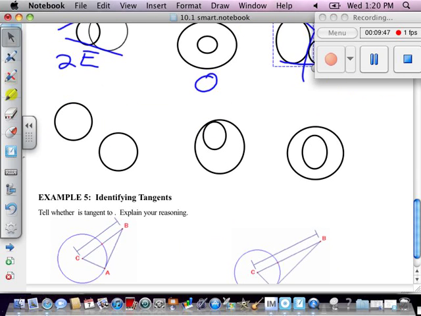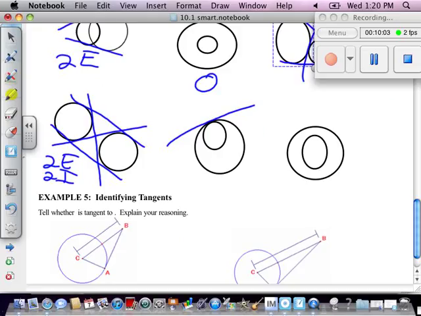Okay. How many can we make for this one? We can make 1, 2. Who said 4? You are correct. I have 2 external and 2 internal. How many can I have for this one? 1 external. How many can I have for this one?